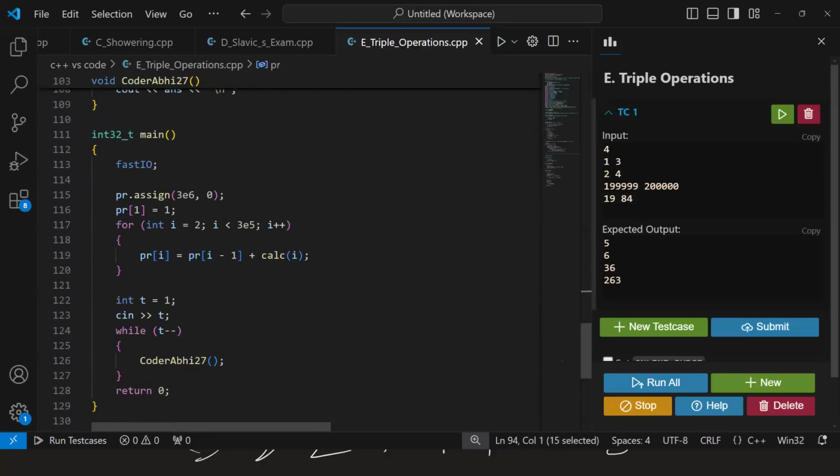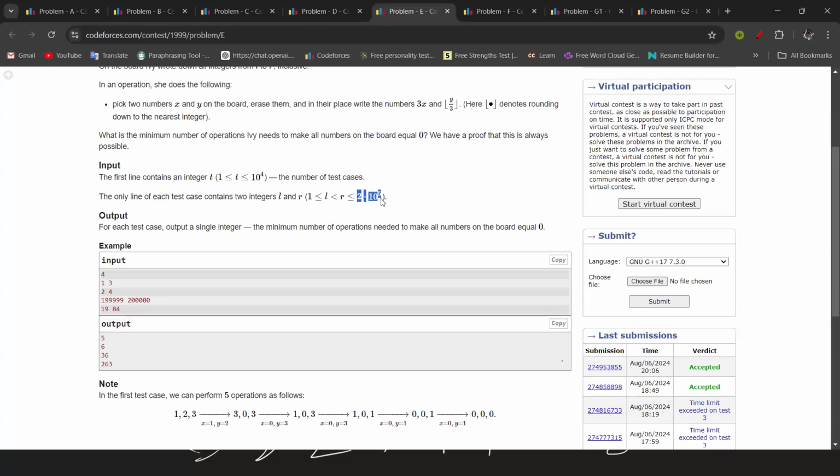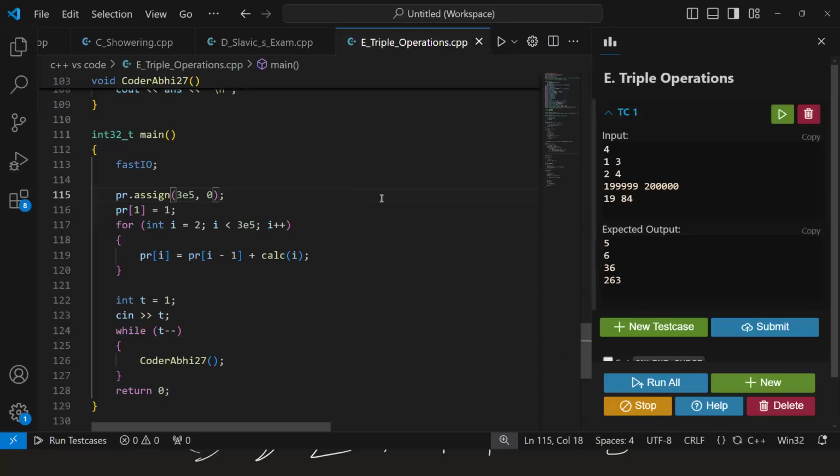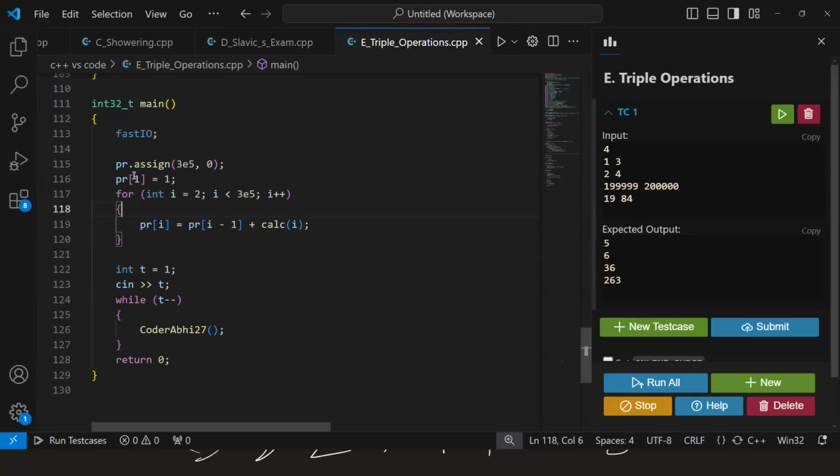I've taken 3e6. We can take 3e5. So it was 2e5, so you can just take 2e5. I've taken some extra, so no problem. You can reduce this to 2e5. There would not be any problem.